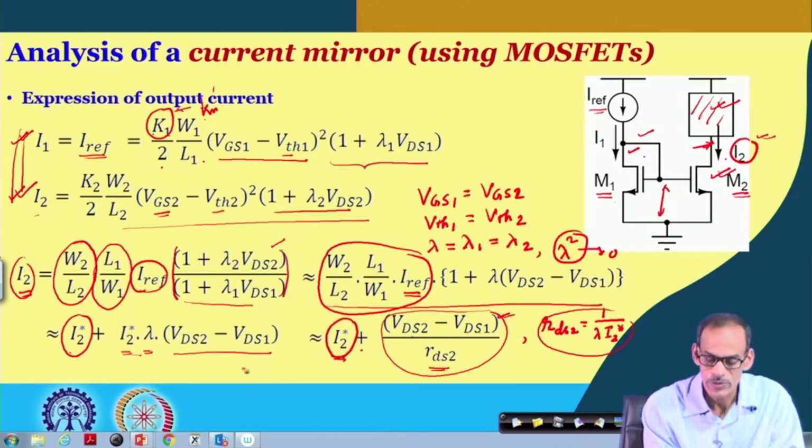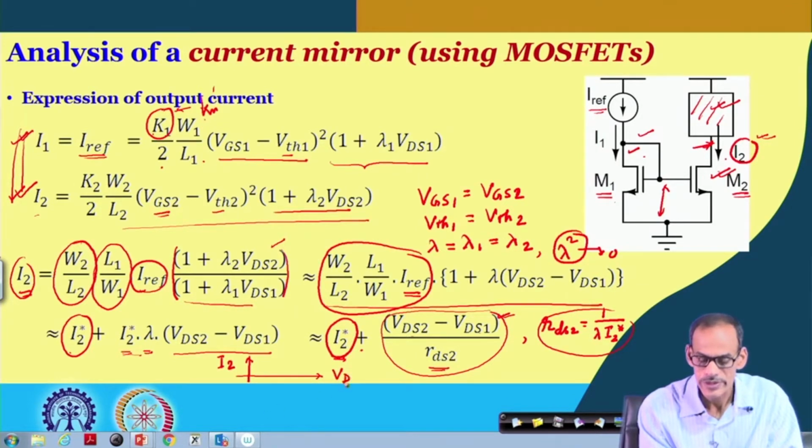In fact, if you plot IDS of 2, or you can say I 2, versus VDS 2, and if VDS 2 is equal to VDS 1, at this point whatever current we get is I 2 star. If VDS 2 is different from VDS 1, say higher, then based on the resistance, the current will have an additional component.